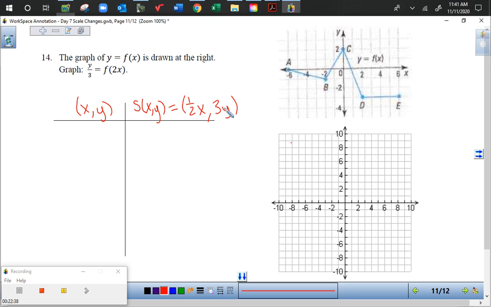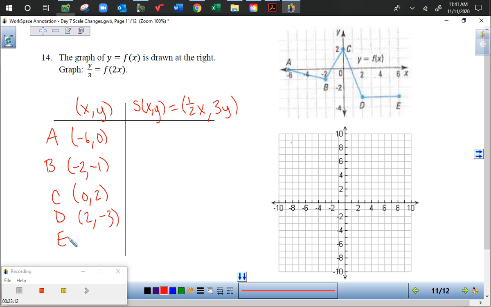And because it's a rule, all we're going to do is find our originals and just plug them in, do exactly what it says. This is 1/2 times x, this is 3 times y. Okay? So looking at our picture, let's write down our original ordered pairs. A is -6, 0. B is -2, -1. C is 0, 2. D is 2, -3. And our last one, E, is 6, -3.